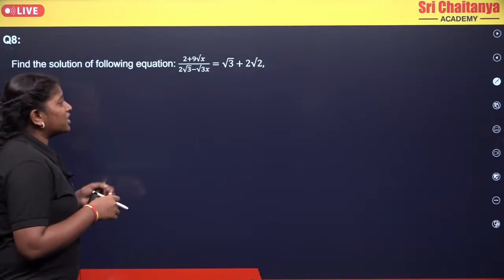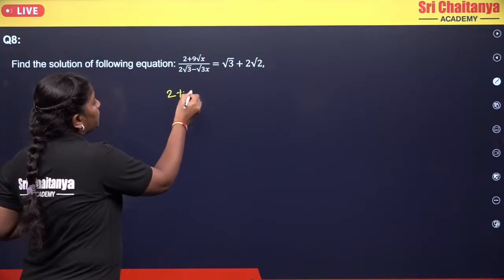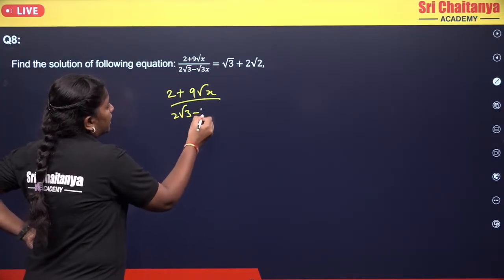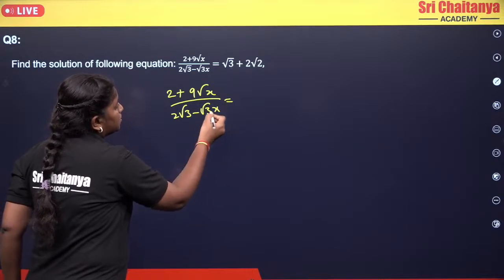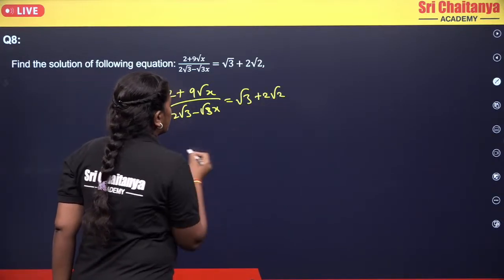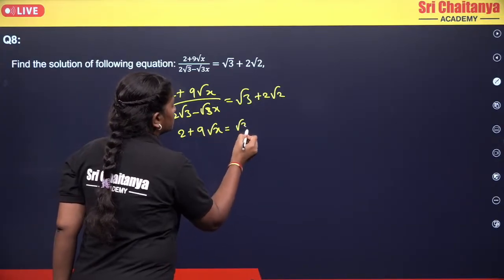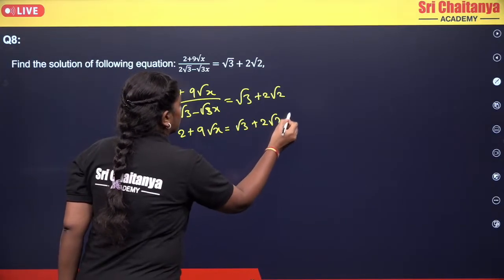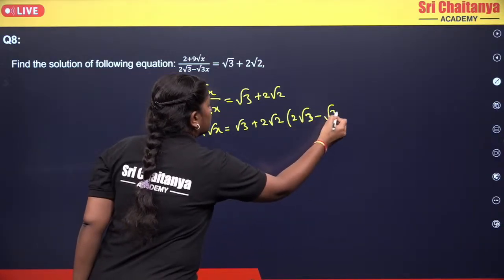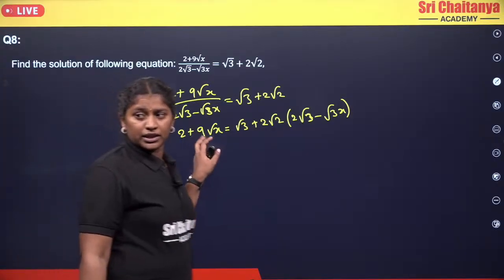So now coming to here, we are just going to cross multiply it. So from there we will be getting (2 plus 9 root x) by (2 root 3 minus root 3x) is equals to (root 3 plus 2 root 2). Okay, now 2 plus 9 root x is equals to (root 3 plus 2 root 2) into (2 root 3 minus root 3 into x). Okay, now just multiply them and you will get the equation.